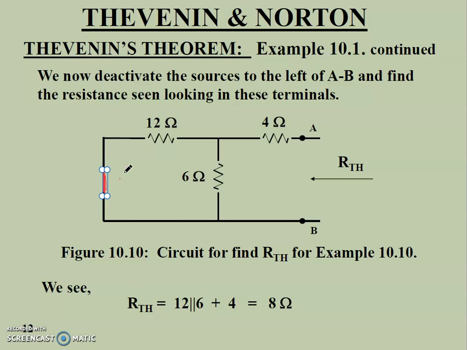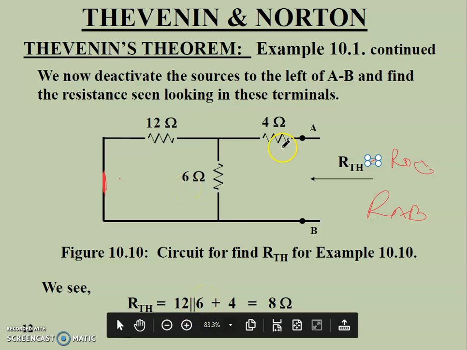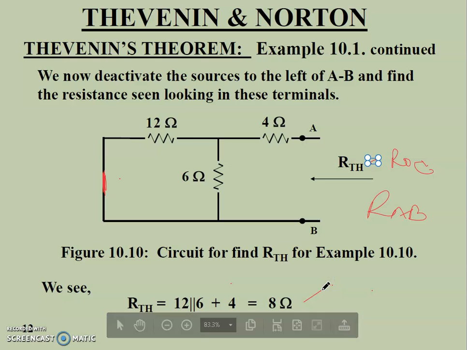If you want to estimate the RTH value, RTH is nothing but ROC or RAB. So what will be the RAB value? The 12 ohm and 6 ohm are in parallel, and the result will be in series with the 4 ohm resistor. So we calculate the parallel as 12 into 6 by 12 plus 6, and that resultant will be in series with 4 ohm. So we get the RTH value here as 8 ohm. Likewise you can calculate the RTH value.